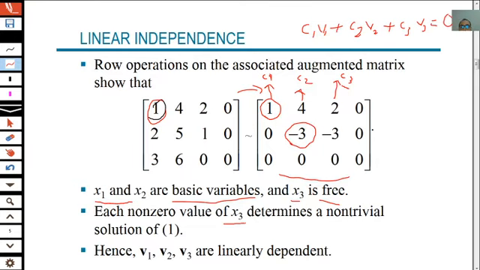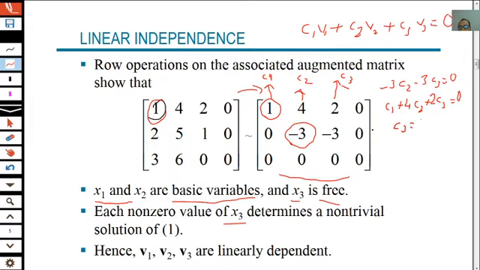Each non-zero value of x3 determines a non-trivial solution of this vector equation. Therefore, v1, v2, and v3 are linearly dependent because we have non-trivial solutions. Let's see clearly. From the second row, we obtain -3 times c2 minus 3 times c3 is equal to 0. From the first one, c1 plus 4c2 plus 2 times c3 is equal to 0.